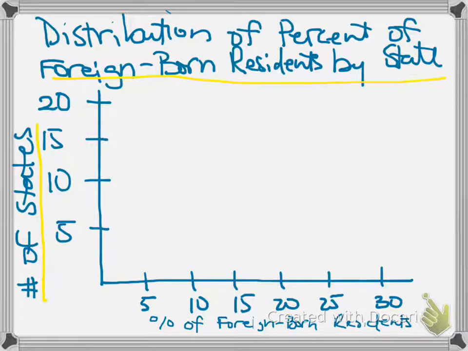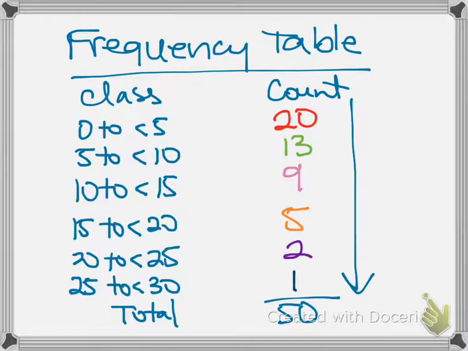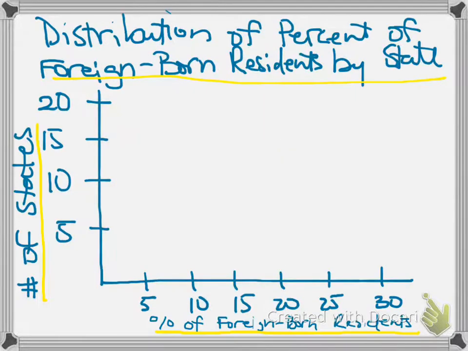And then down here on our horizontal axis, we have our various bins, and the title is the percent of foreign-born residents. So now what we're going to do is go back to our frequency table and use the counts that we came up with to figure out how high the columns in our histogram should be. So as we've already said, the count in our first bin is the largest. We've got 20 states that fall between 0 and 5%.